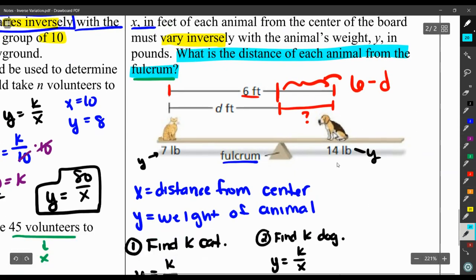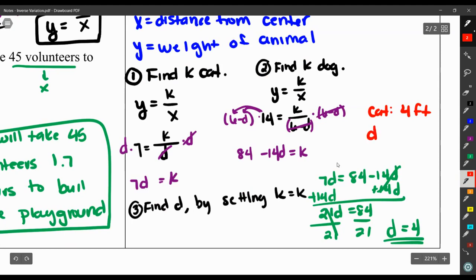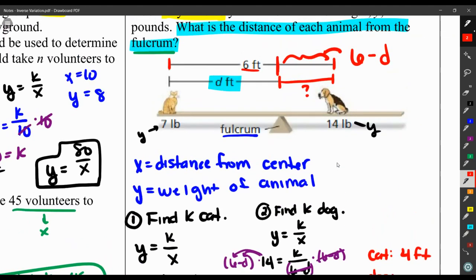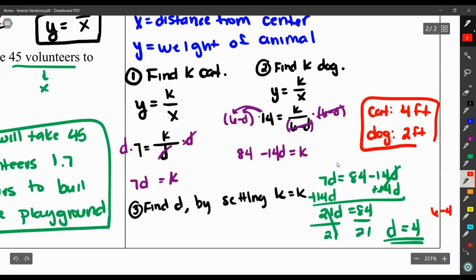Well, the cat was easy. The cat is just d feet away. So if d is equal to 4, that means the cat is 4 feet away from the center. The dog, however, is a little bit more complicated because we found that the dog was 6 minus d away from the center. So if d is 4, that means 6 minus 4 would mean the dog is 2 feet away from the center.